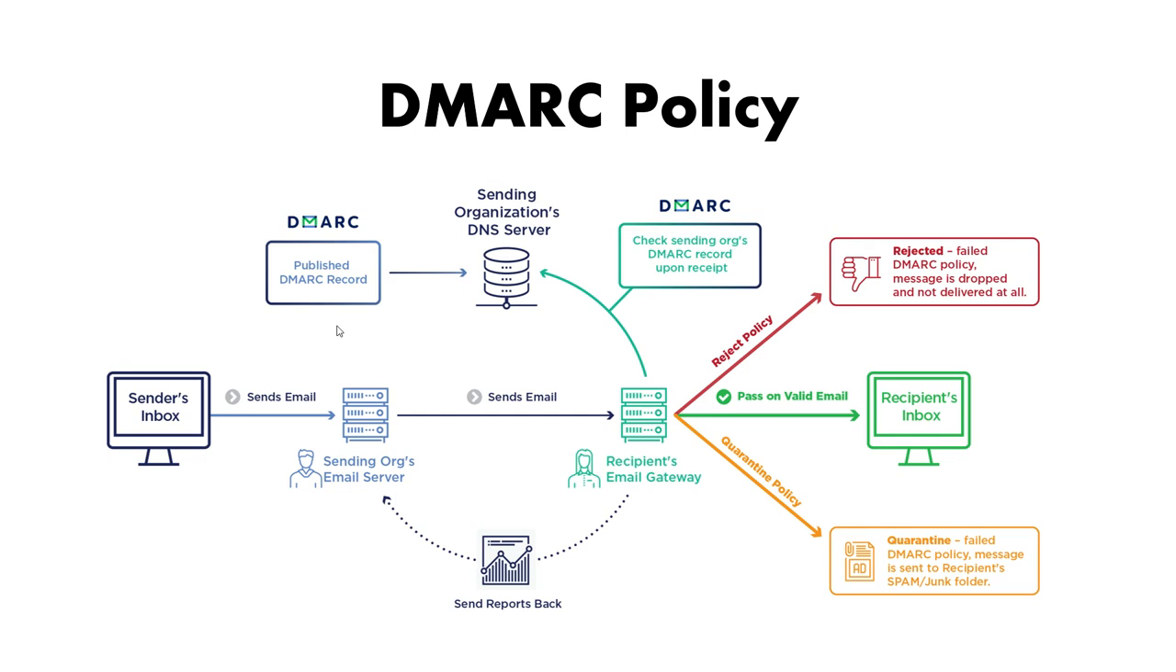So again, back to the visual for the DMARC policy. You get a sender's inbox who sends an email. And then it goes to the sending organization server, right, and sends out that email, and then somebody gets it. So now let's go to the vertical path here. It's going to check the sending organization's DMARC record, again, at your DNS records upon receipt, and pull that published DMARC record out of there.